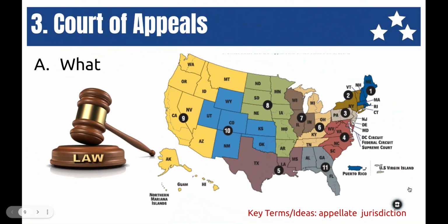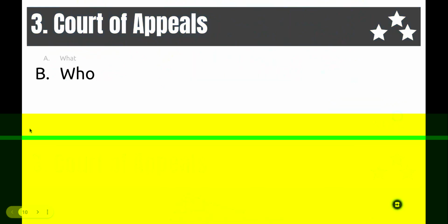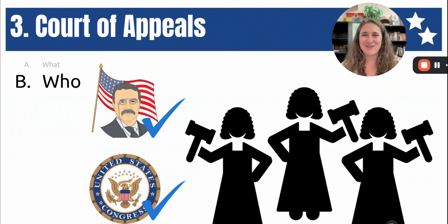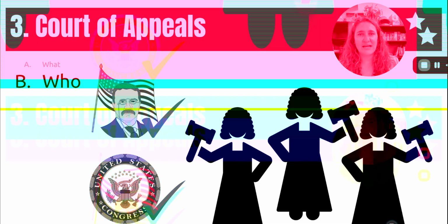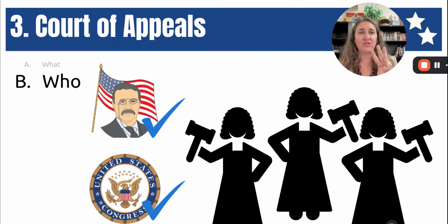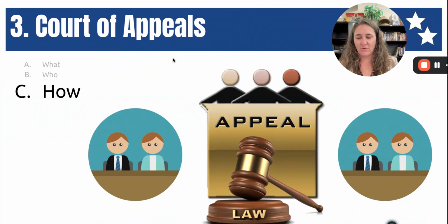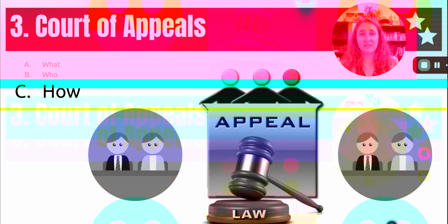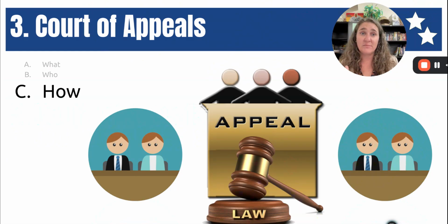The appellate court justices, just like those district justices, are appointed by the president and confirmed by the Senate. They serve for life or until retirement, and each appellate court has 3 different justices. Now, the way that this works is the appeal has to be brought to the appellate court. The appeal comes typically from the losing party at the district court.